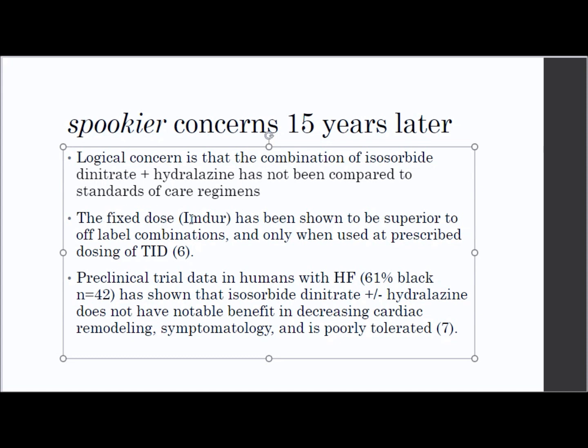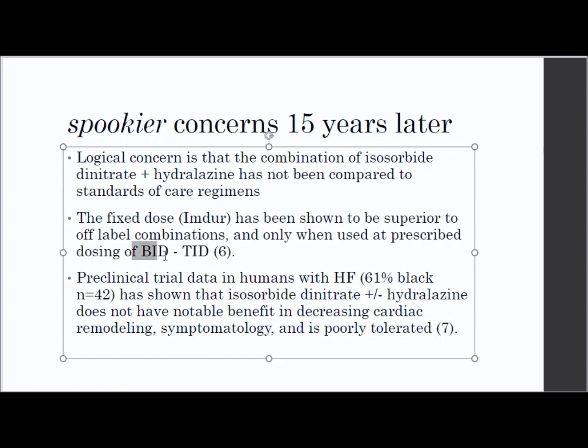I also want to note that the fixed dose, so IMDR in particular, has been shown to be superior to off-label combinations of nitrates. So any other combination of isosorbide mononitrate or dinitrate and hydralazine that is not a fixed dose combination, used at prescribed dosing of BID to TID. If we're seeing that there's only a positive effect in this particular product, it should be a fixed dose.